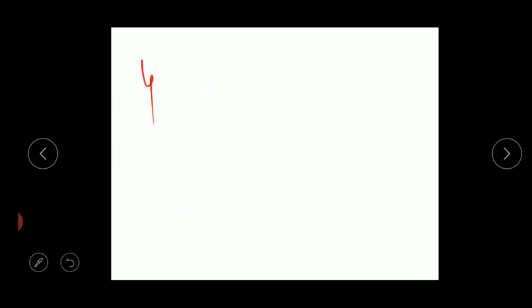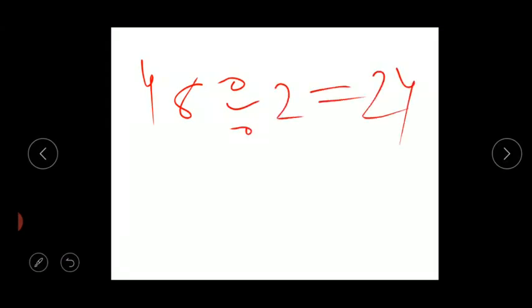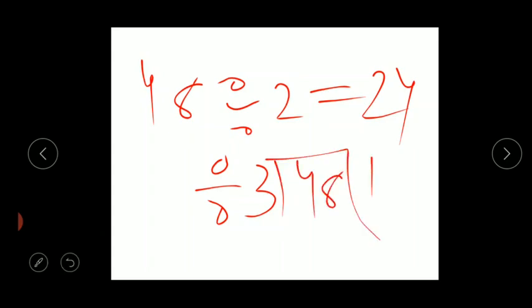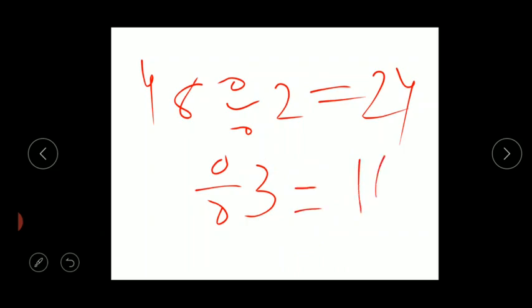Let's consider the example 48. If you divide this number by 2, it is 24. If it has to be divided by 3, you can check it like this also: 3 1s are 3, and yes, it is 3 16s, right? So it is 3 into 16. So you can say this 48 is divisible by 2 as well as 3, right?